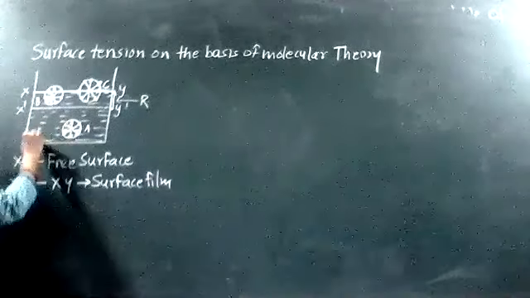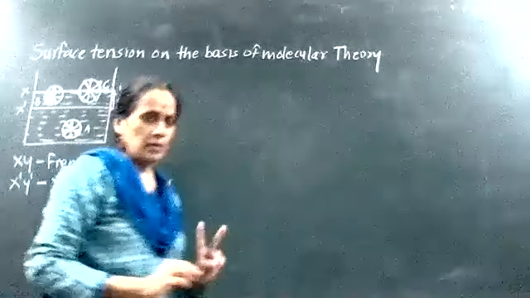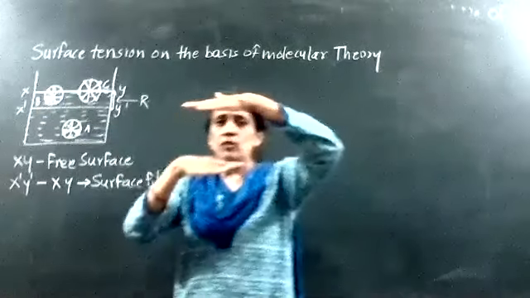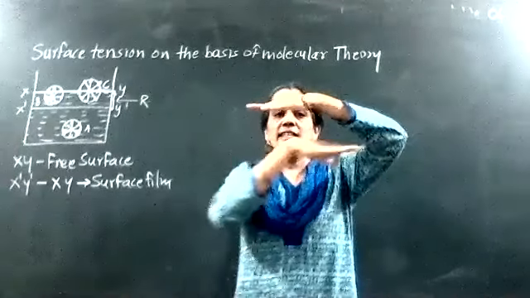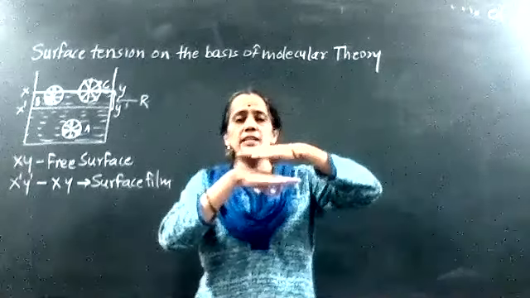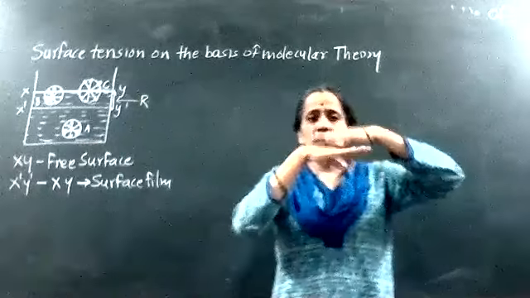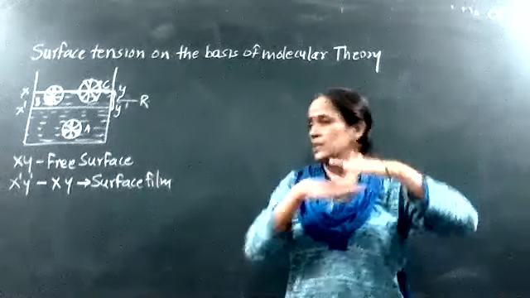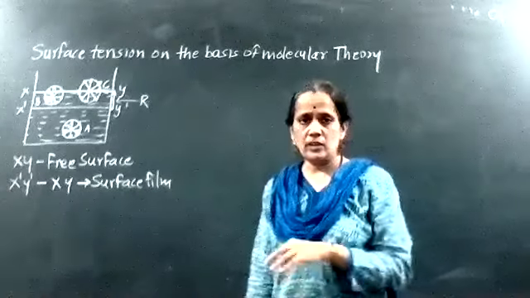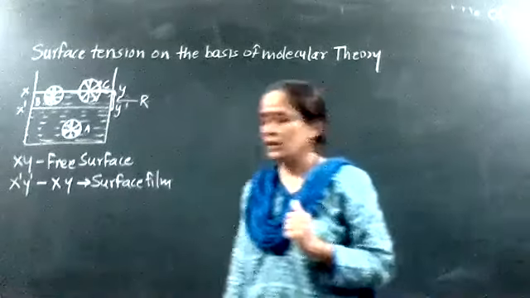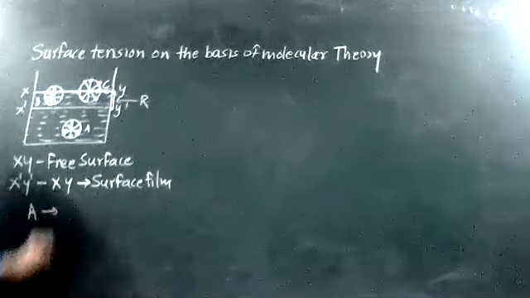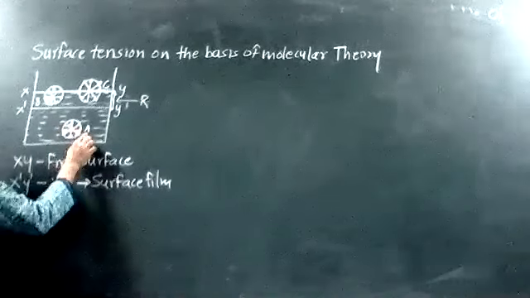Here, two terms we have seen. XY is the free surface, and the region which is enclosed between the free surface and X dash Y dash, which is below XY at a distance of R, that is the intermolecular range, is to be called the surface film. And inside this liquid, we have considered three molecules. The first molecule is the A molecule.